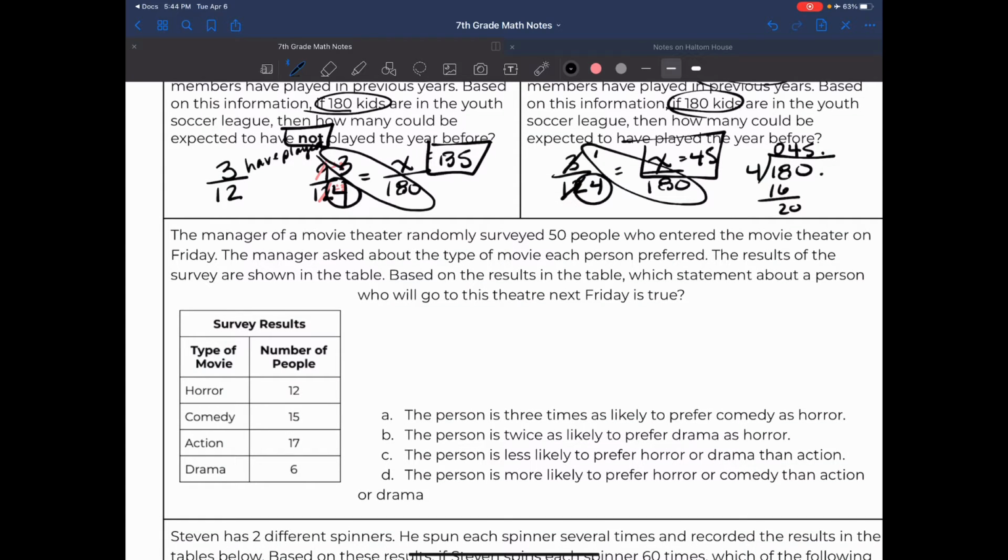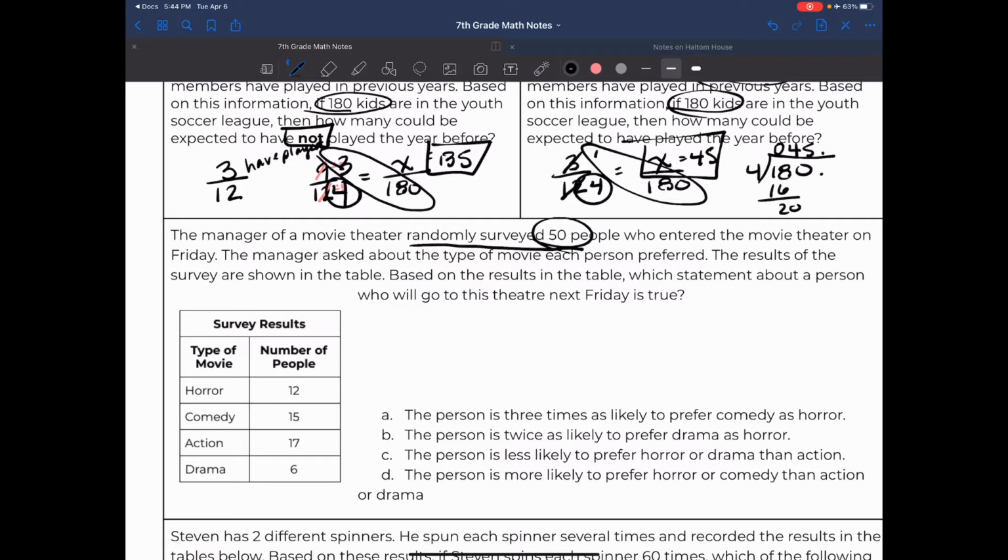The manager of a movie theater randomly surveyed 50 people who entered the movie theater on Friday. The manager asked about the type of movie each person preferred. The results of the survey are shown in the table. Based on the results in the table, which statement about a person who will go to this theater next Friday is true?